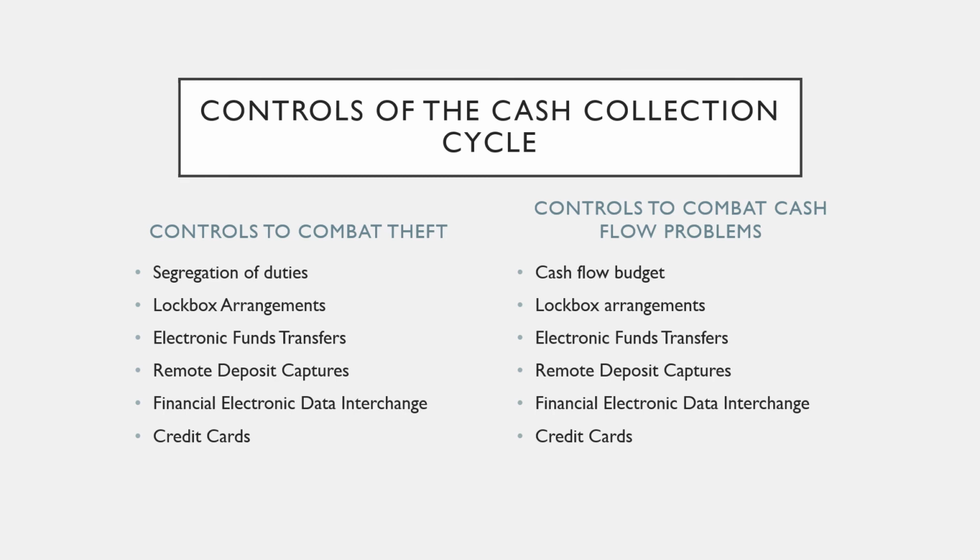Another similar control is an EFT, or an electronic funds transfer. That is where a person authorizes their bank to transfer funds to another person's bank or company's bank. This combats theft because, again, an employee is not receiving the cash, and it speeds up the process, combating cash flow problems because it's almost instant. It might take a day or two, but the cash is being transferred automatically into the company's bank.